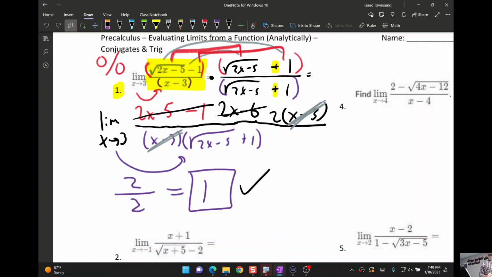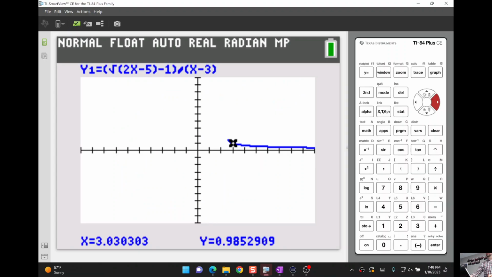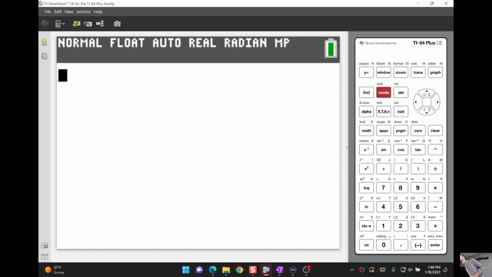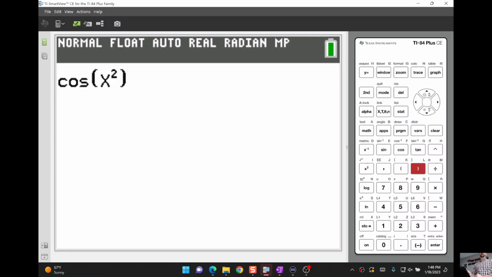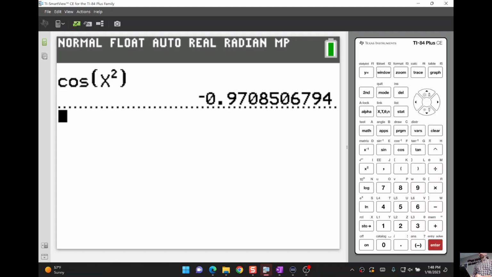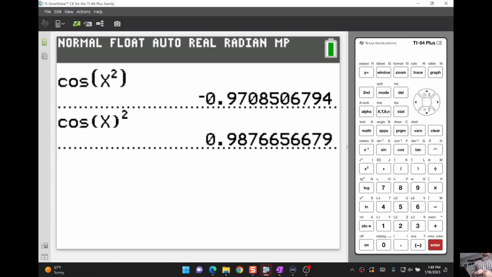Is there a way to put like cosine squared in? You do cosine x in parentheses and then put the square. If you do it like this, it's going to square the angle, which is not what you mean. What you want is cosine of x, then squared. It's not how we write it, but it's the closest thing that your calculator can do.